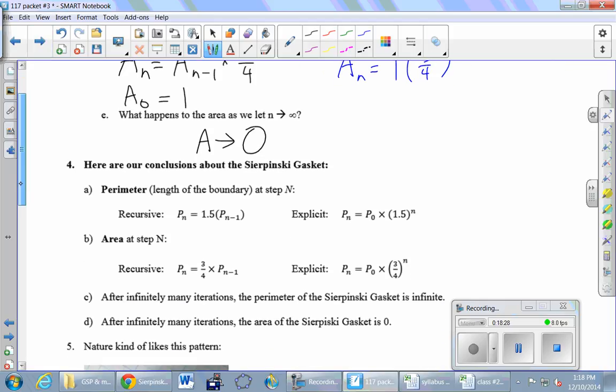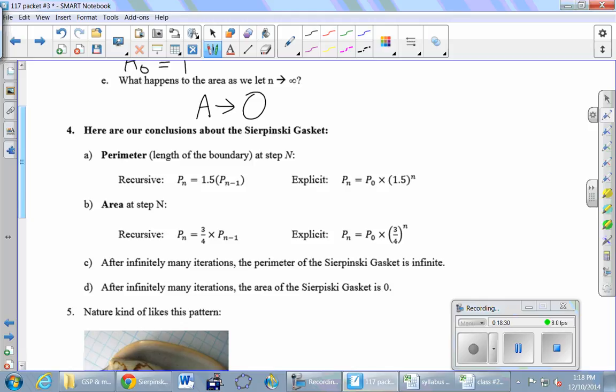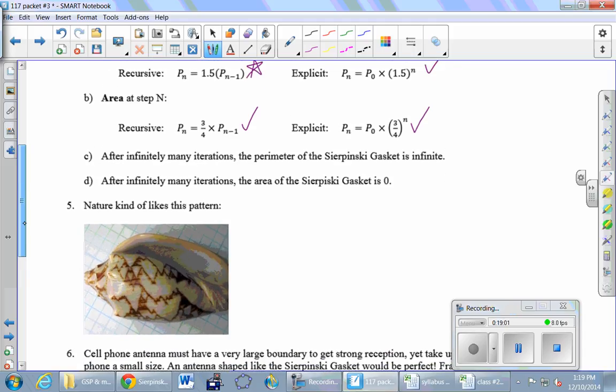Okay, so in number 4, it's got the formulas that we saw. I guess we skipped one of them. We did the explicit for the perimeter, then the area down here, we did both the recursive and explicit. We didn't do this one, but hopefully it makes sense. For the perimeter, we just said you keep multiplying by 1.5, and so that's what that recursive says. And so if we take it forever in part C, it says the perimeter is infinity, but the area is 0. Which is actually kind of a strange juxtaposition. We'll see how it's used down at the bottom here.